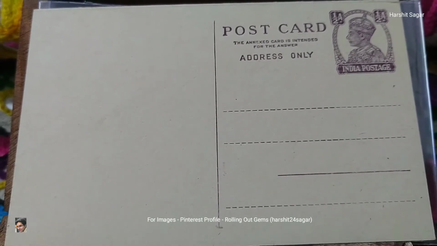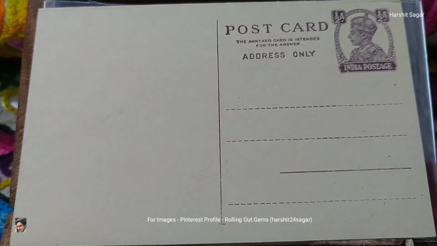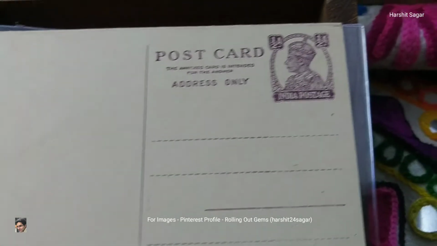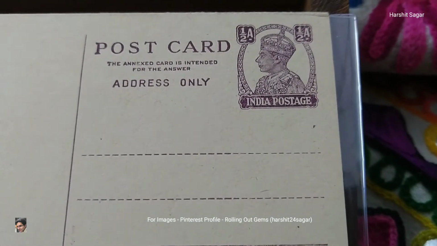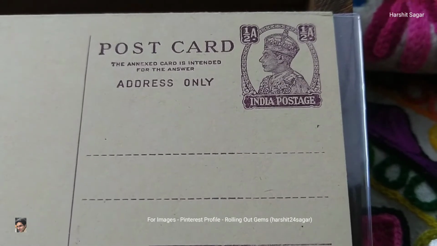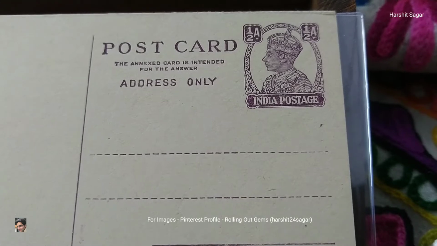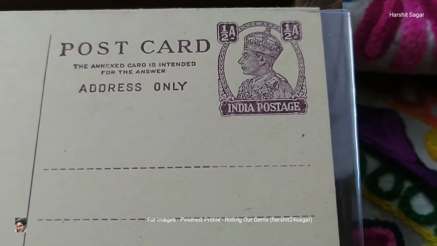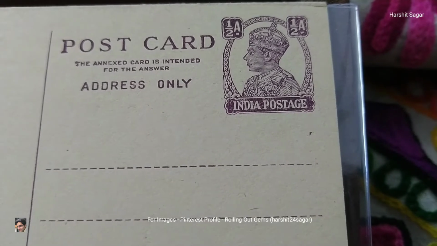Now coming to the elementary details of the postcard, this one is a reply pair, and the portrait which you see is of King George VI, the last ruler of the British India Empire, also known as British Raj. The denomination is half anna. Below the portrait, India postage is printed.